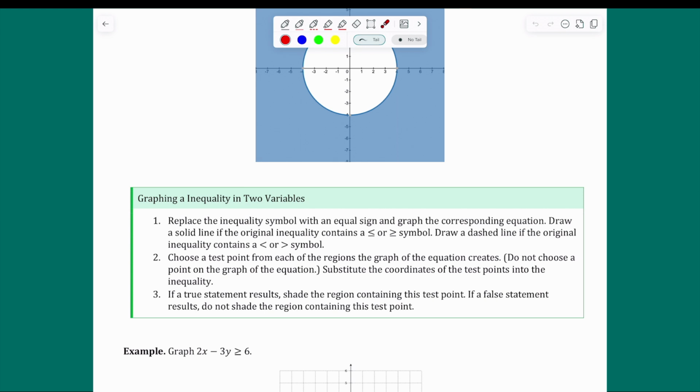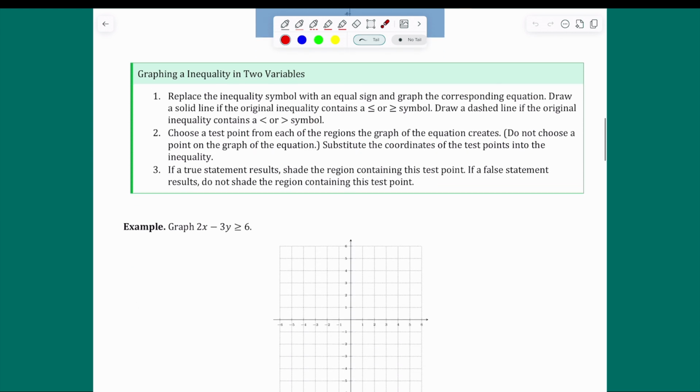Step 2 is to choose a test point from each of the regions the graph of the equation creates. Do not choose a point on the graph of the equation. Substitute the coordinates of these test points into the inequality. If a true statement results, shade the region containing this point. If a false statement results, do not shade the region containing this point. And so let's illustrate how to do that.